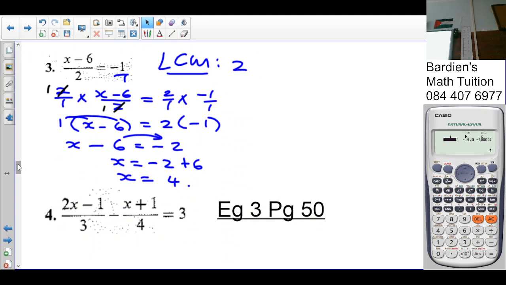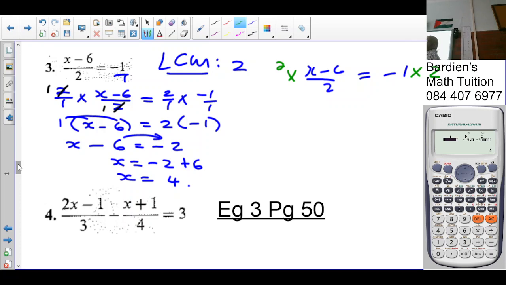What's the LCM here? 2. That is why I'm multiplying this. If I'm multiplying x minus 6 over 2 equals negative 1, if I multiply this by 2 and that by 2, that's exactly what I'm doing. Not so? But this is a fraction, so we multiply it by a fraction. That is why I just put it over 1. Still not answering your question.